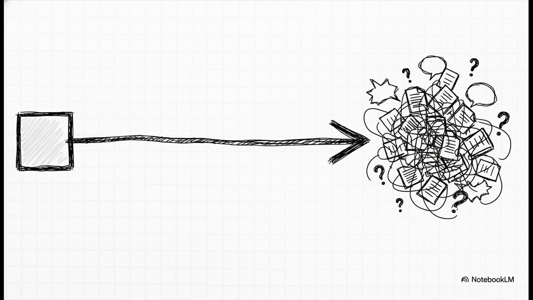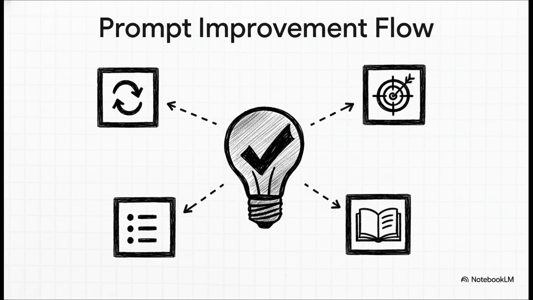The problem is a total lack of constraint. You haven't given the AI any guardrails, so it just tries to tell you everything it knows, and you end up with information overload. So, how do we fix that? Well, we follow an improvement flow. You start with a clear task, you give it some context, and you specify the output format you want, like a list or a table or bullet points.